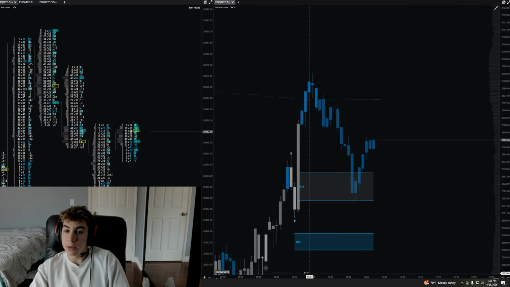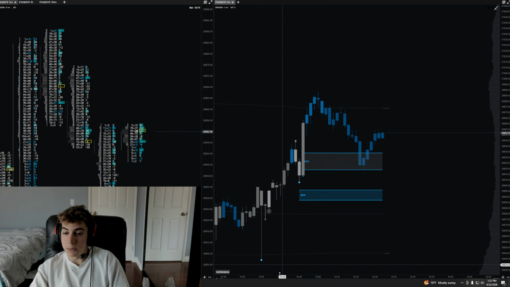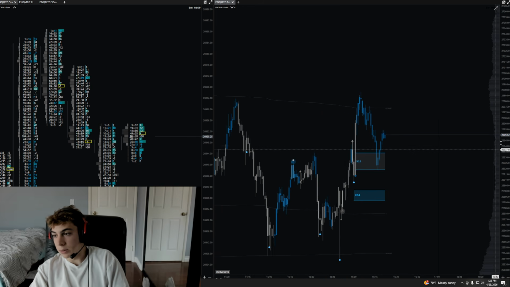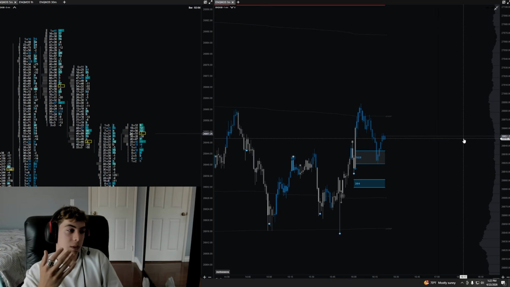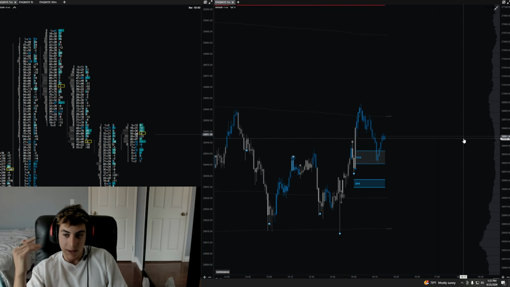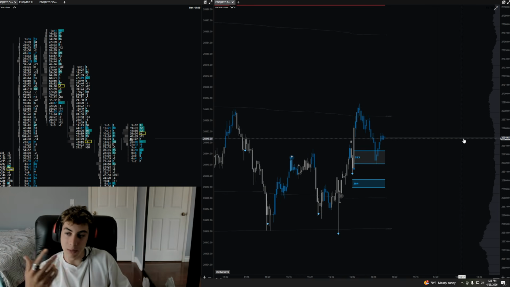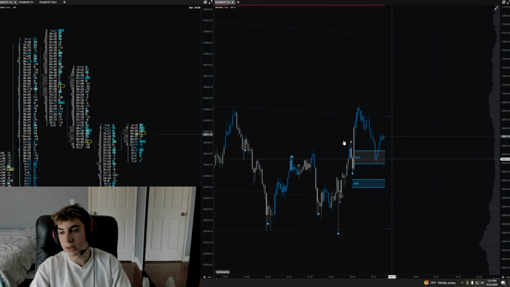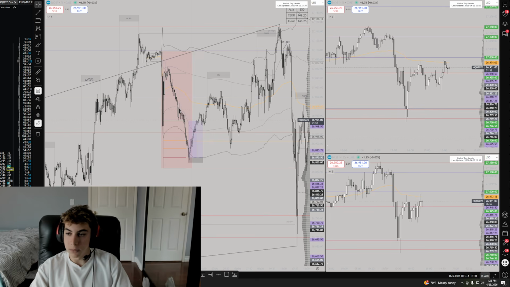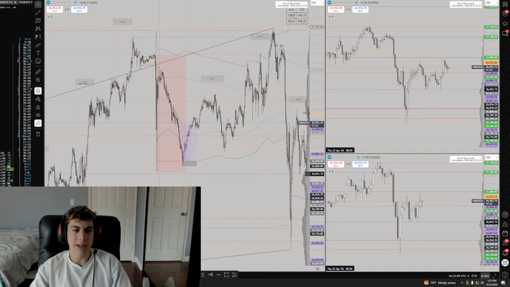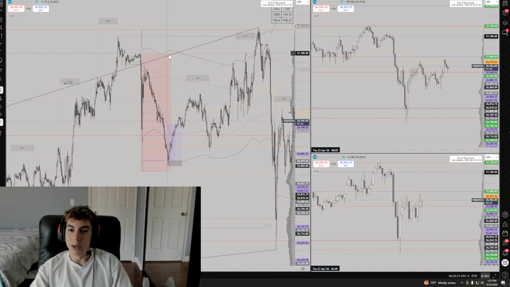A lot of people think that fair value gaps have, I don't know exactly what people think, but they don't work like you think that they work. What really works is real imbalances. You can get that from low volume nodes, you can get that from imbalances like this, or you can get it from, actually that's pretty much the main tool that I use.